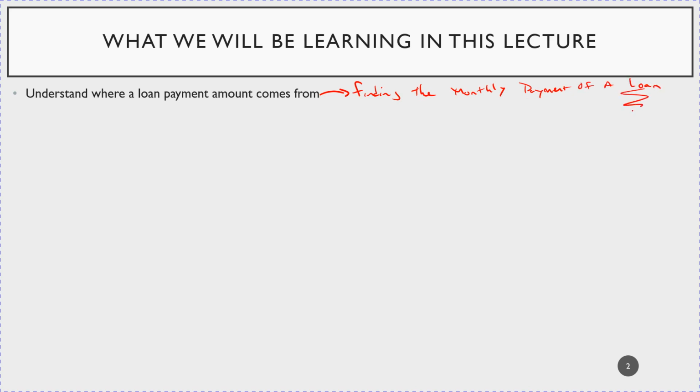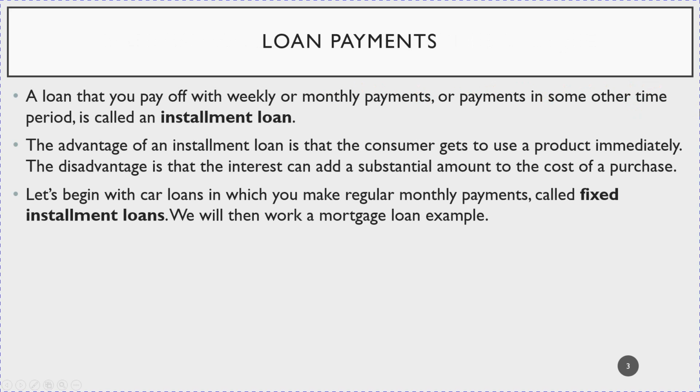Today I'm going to work through some examples. I'm going to do an example where we look at a car loan and then one where we look at a mortgage. A loan that you pay off with weekly or monthly payments, or payments in some other time period, is called an installment loan. These are things like car loans, and even a mortgage is an installment loan.